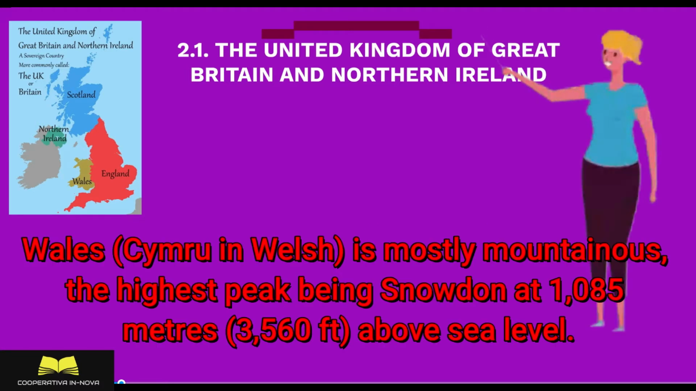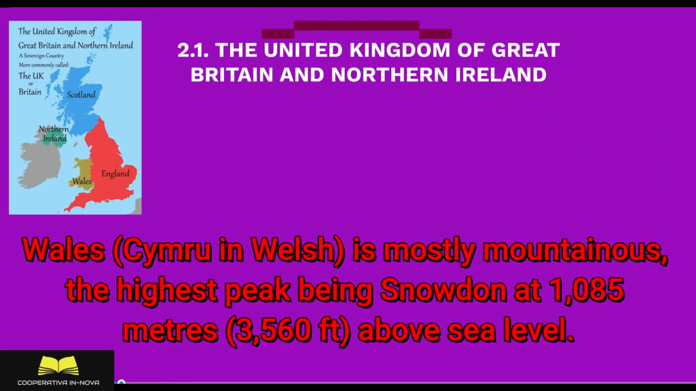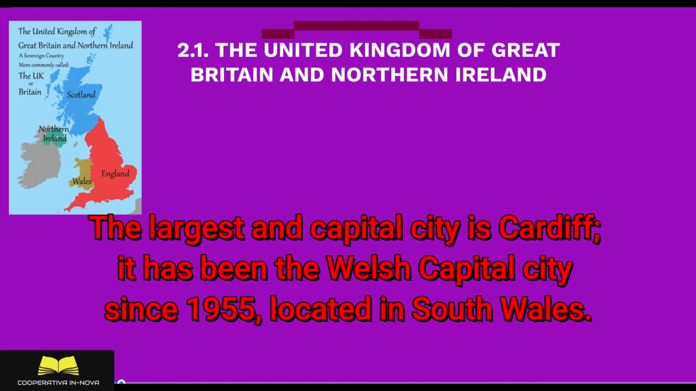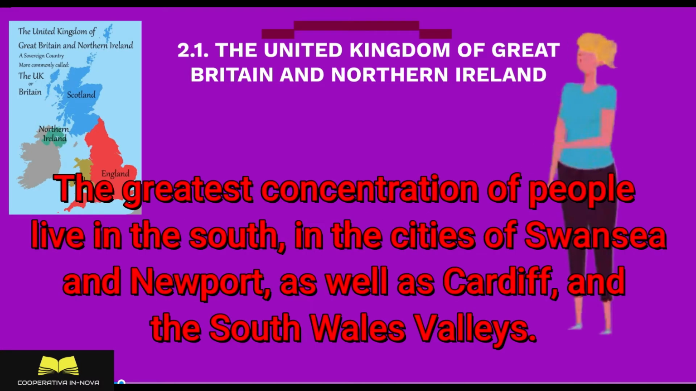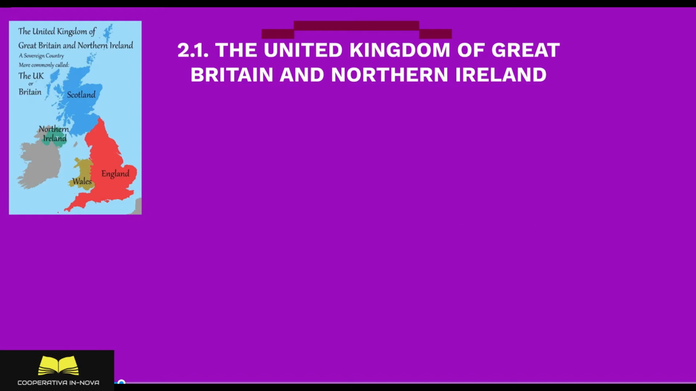Wales, Cymru in Welsh, is mostly mountainous, the highest peak being Snowdon at 1,085 meters, 3,560 feet, above sea level. The largest and capital city is Cardiff. It has been the Welsh capital city since 1955, located in South Wales. The greatest concentration of people live in the south, in the cities of Swansea and Newport, as well as Cardiff, and the South Wales valleys. The largest town in North Wales is Wrexham.